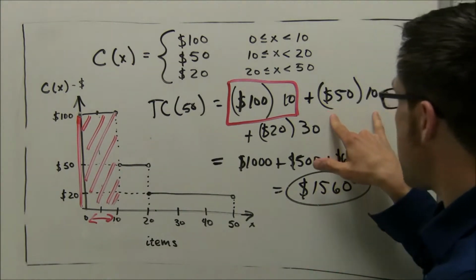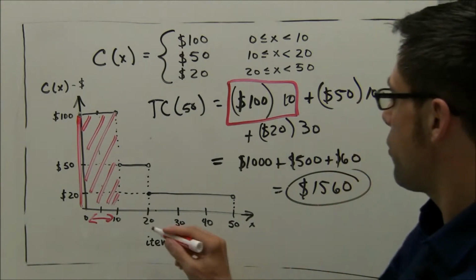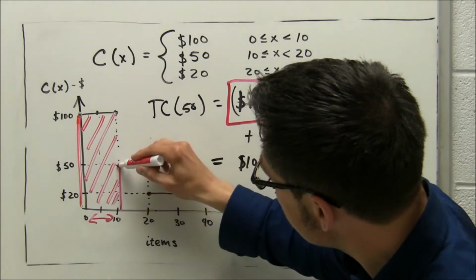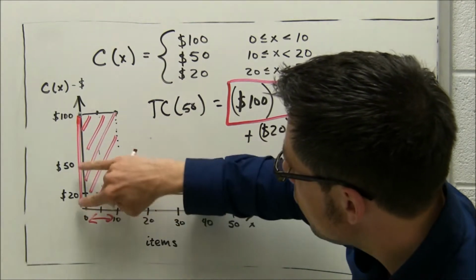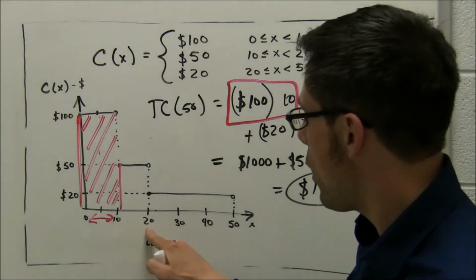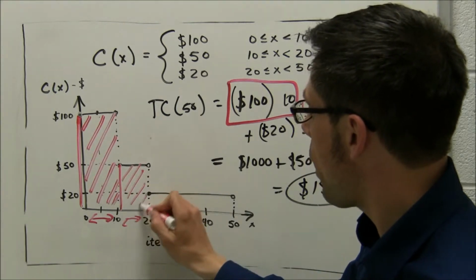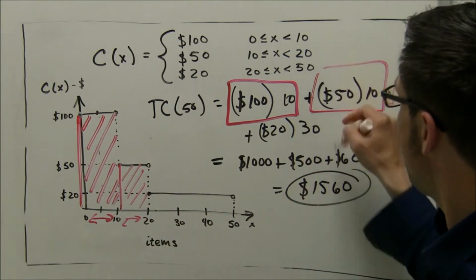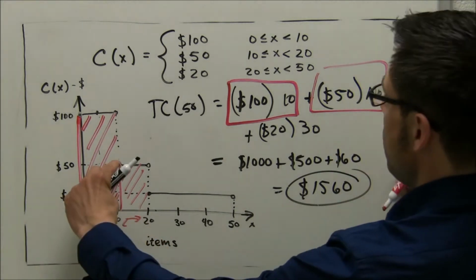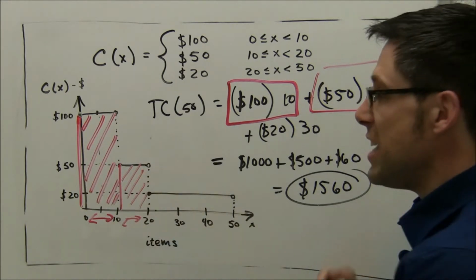Similarly, the second piece that I've added is just going to be $50, which is the height of this second box. Here's $50, that's the height on the Y, times 10, which is the width of this box. So the area of this second box is 50 times 10, height times width. Height, which is 50, times length, which is 10. So height times width, that's the area.